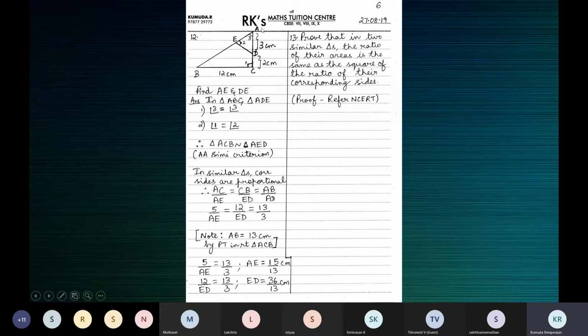So whatever is marked, children, always remember these numbers 1, 2, 3 will not be marked in the figure. We number the angles for the sake of convenience. It's very easy to name the angles when you use the numbers 1, 2, 3.